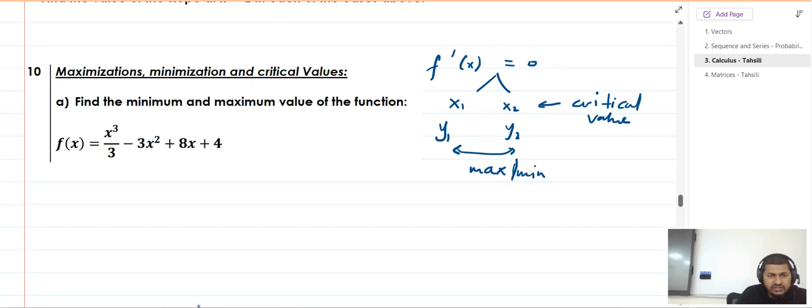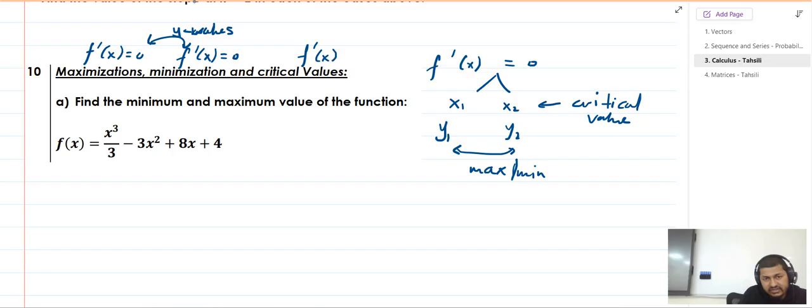So the concept of maximization, minimization, and critical values is basically to find the maximum, you need to find f prime x is equal to 0. To find the minimum, same thing. Right, f prime x is equal to 0, and compare y values. Need y values, right? And critical values, you just say f prime x is equal to 0. Solve that equation and get x values. So let's do that here.